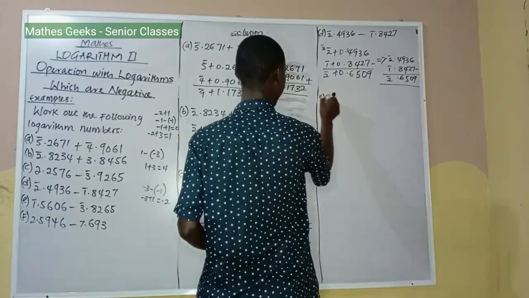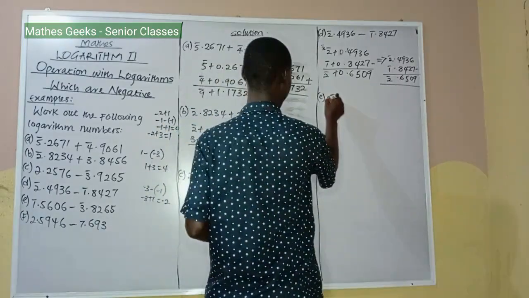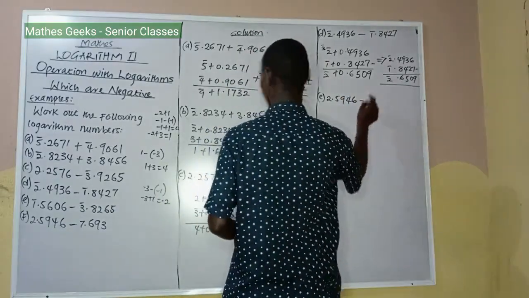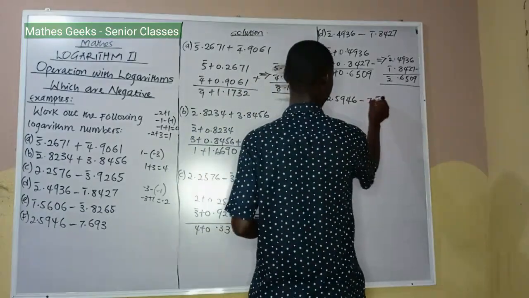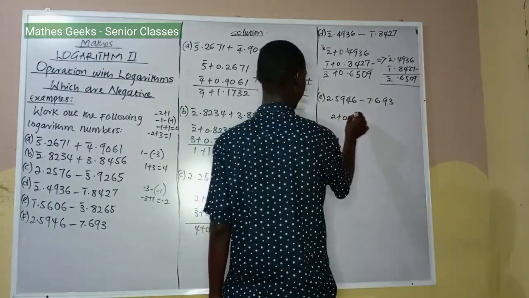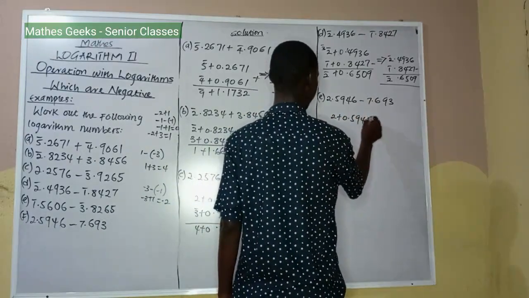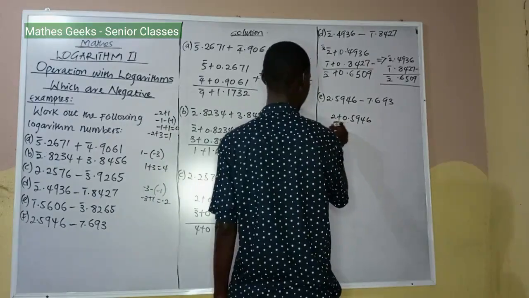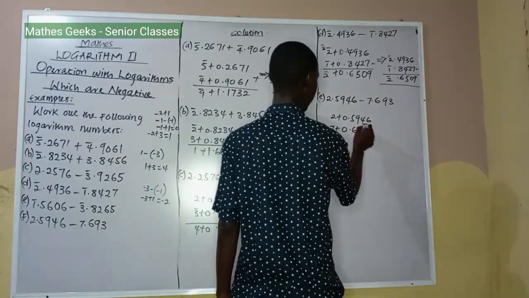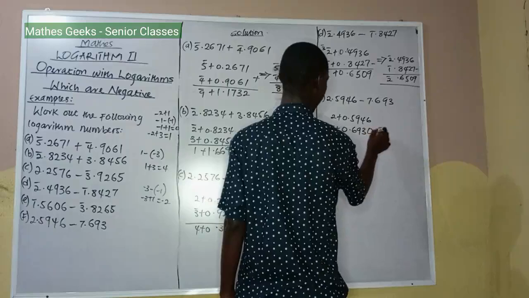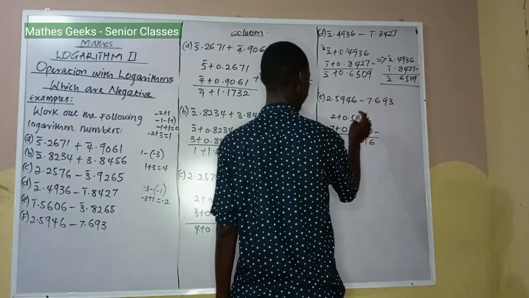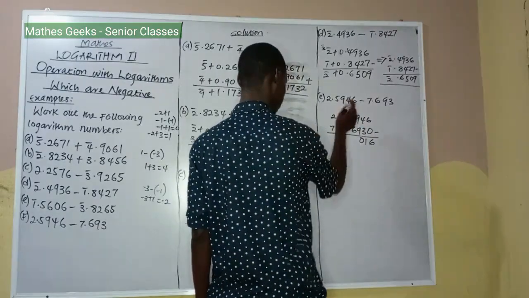So E is 2.5946 minus 7.692. So 2 plus 0.5946, and then 7 plus 0.692. So we just put 0 here to complete it. 6 minus 0 is 6. 4 minus 3 is 1. 9 minus 9 is 0. You cannot remove 6 from 5. So what do you do? You come here.